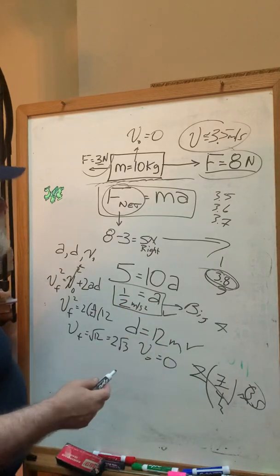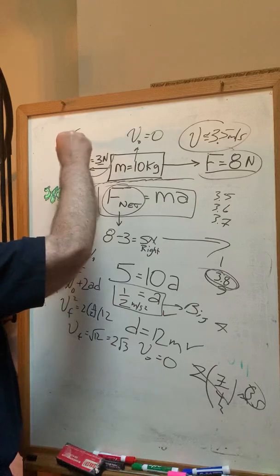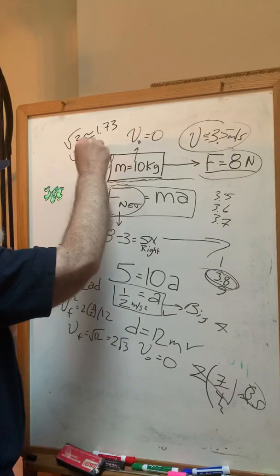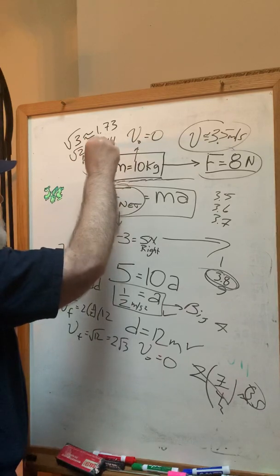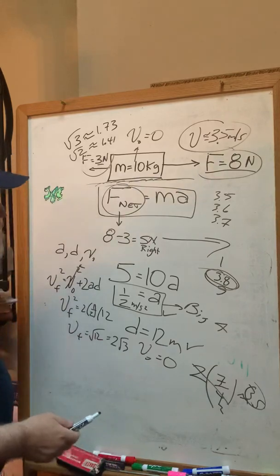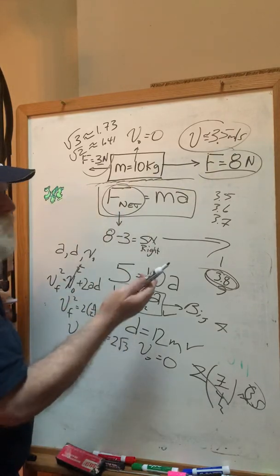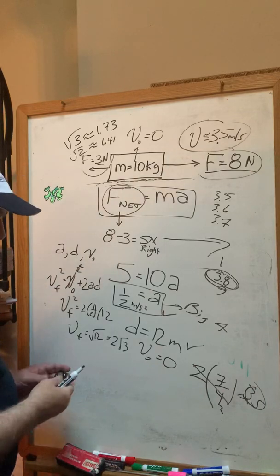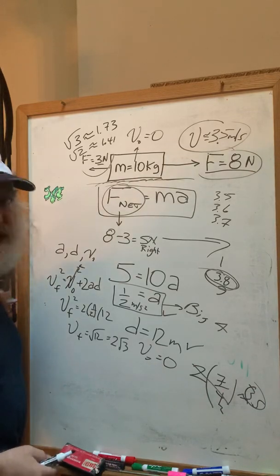So I remind you, it's a good idea to know that the square root of 3 is roughly 1.73, and the square root of 2 is about 1.41. So those are good things to keep in mind when you're working problems. But here we see a typical application of the net force equaling mass times acceleration, a use of Newton's second law.